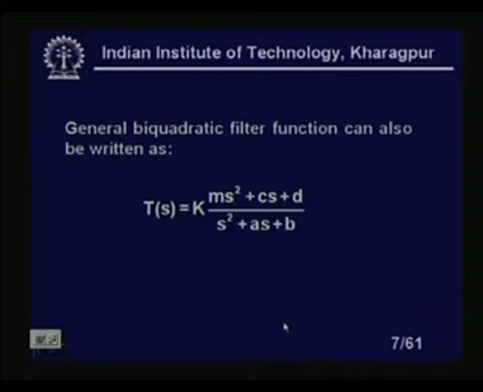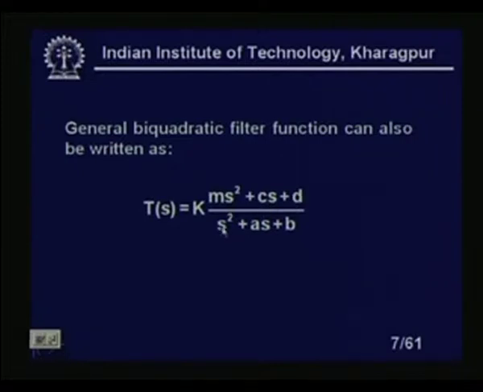You see, the general biquadratic filter function can also be written as, in the last equations we have seen that it is written in terms of pole frequency, pole selectivity, zero frequency, and zero selectivity. Now, in this case we are writing with some coefficients, where T(s) = (k m s² + c s + d) / (s² + a s + b), where m, c, d, a, b are all coefficients, right. Please note that this filter function has complex conjugate poles, and complex conjugate zeros if the zeros are there.